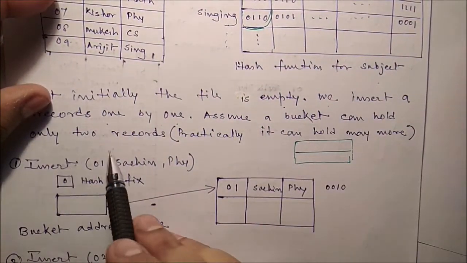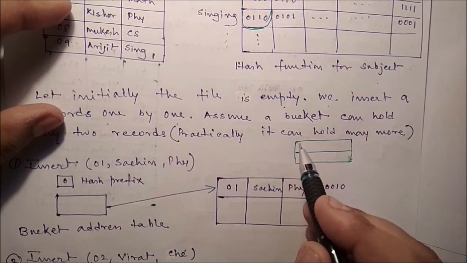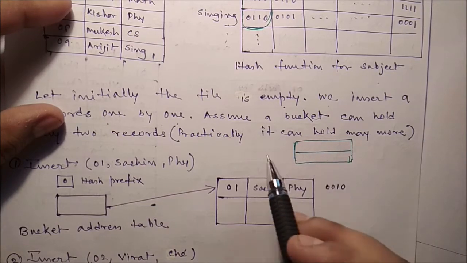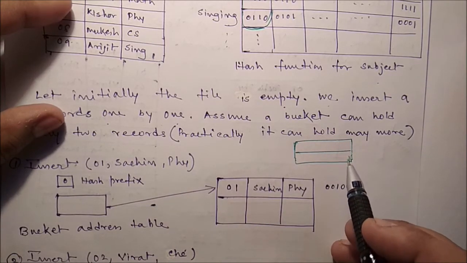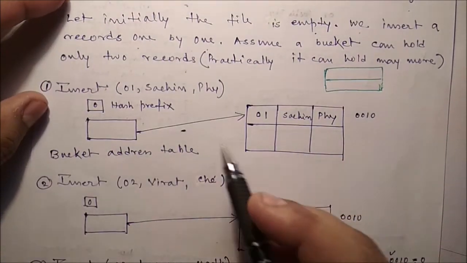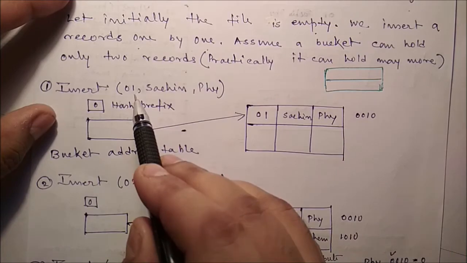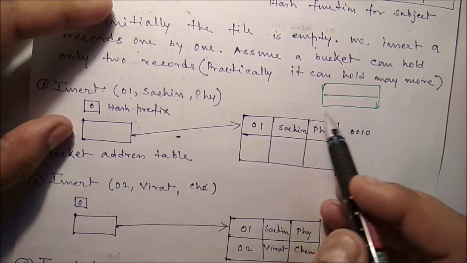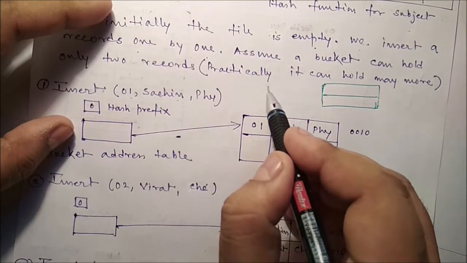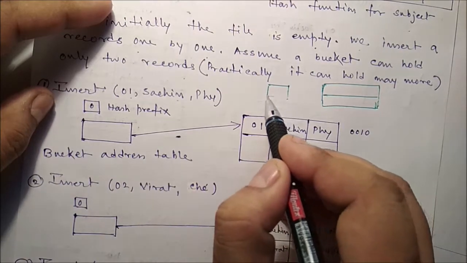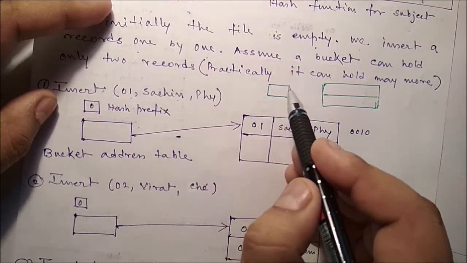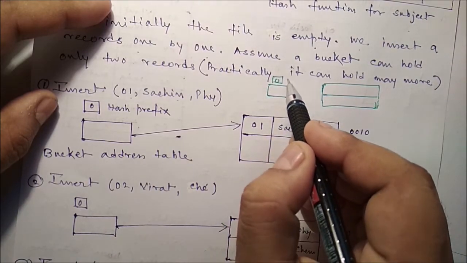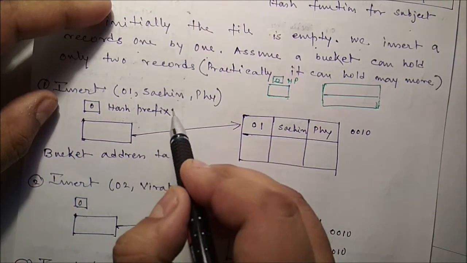Assume a bucket can hold only 2 records. This is our bucket, and it can hold only 2 records. This is only to explain the example; practically it can hold many more. First of all, insert roll number 1, Sachin, physics. Initially it is empty, nothing is there, and here we have the hash prefix, and here the bucket address table. This is called the bucket address table, and here the hash prefix is initially 0. We call this the hash prefix.